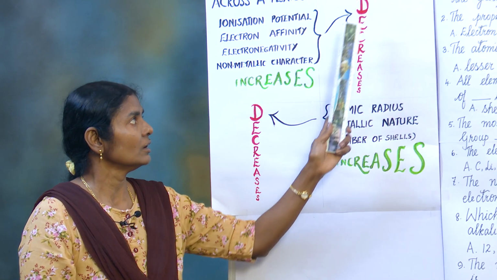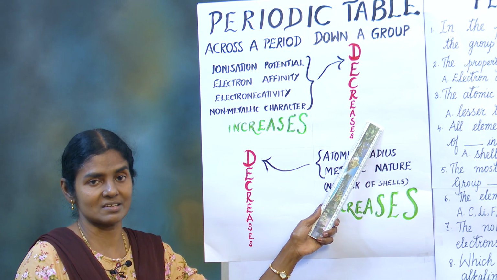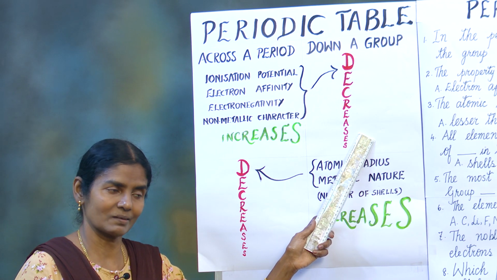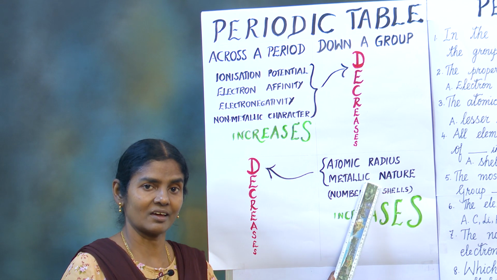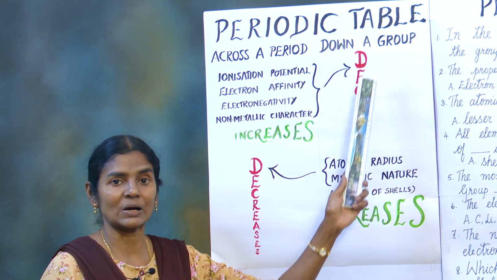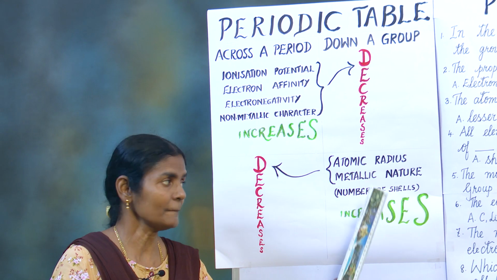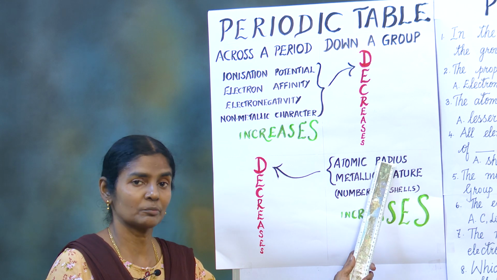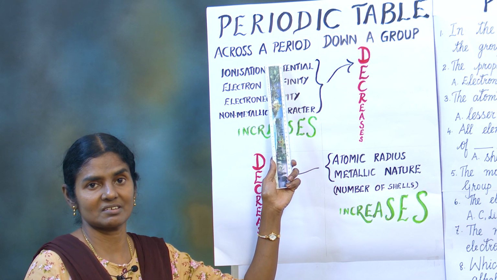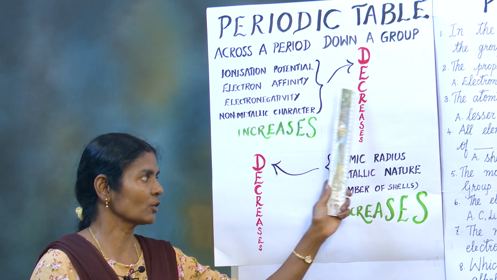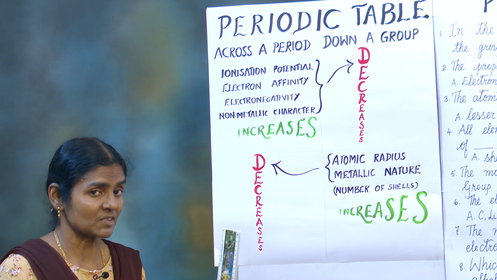We shouldn't forget that. If this is increasing across a period, down a group it would automatically decrease. And the other 2 properties, atomic radius and metallic nature, would increase down a group. Down, so you're looking from top to bottom. This would increase for atomic radius and metallic nature, but it would decrease across a period. So if we know only this much, we can fill up all the other 3 squares, and that is it.